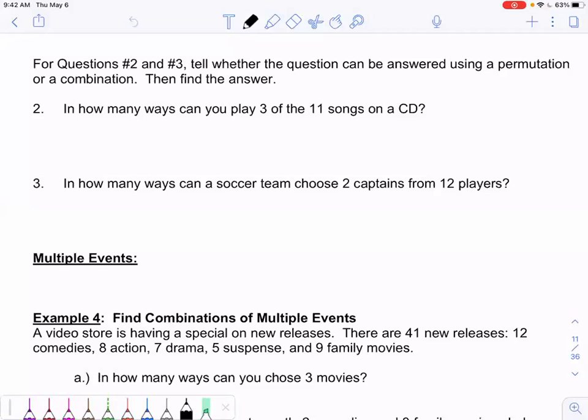How many ways can you play 3 of 11 songs? Jason, what do you think? Is that a permutation or a combination, if you're playing the songs? Why do you think a combination? This one's tricky.